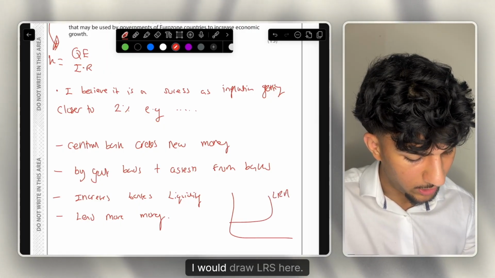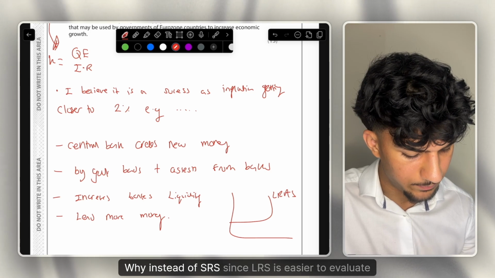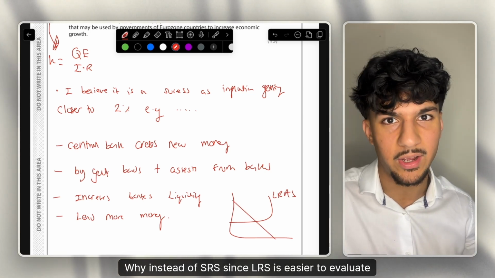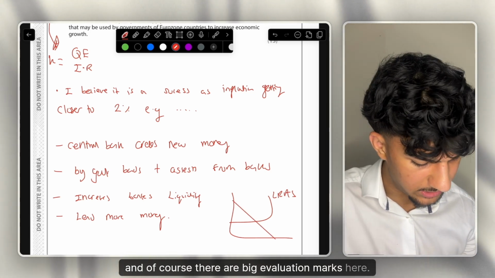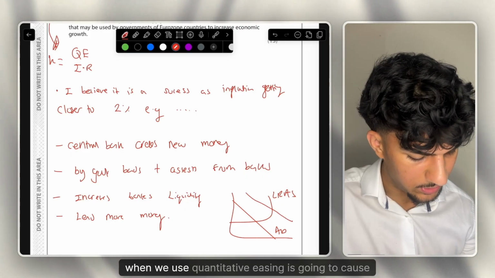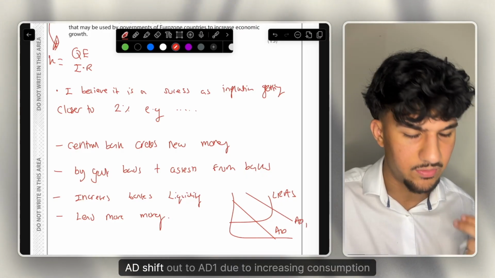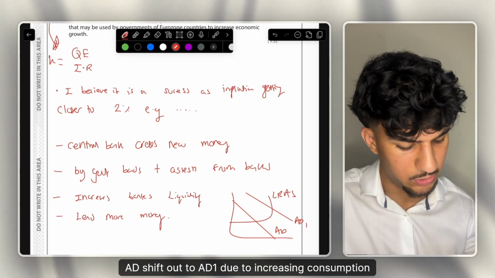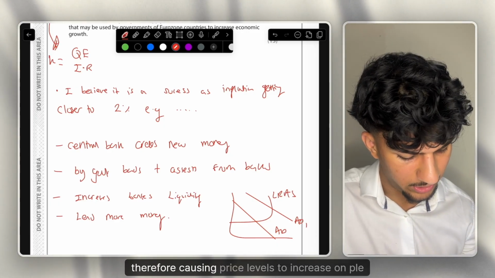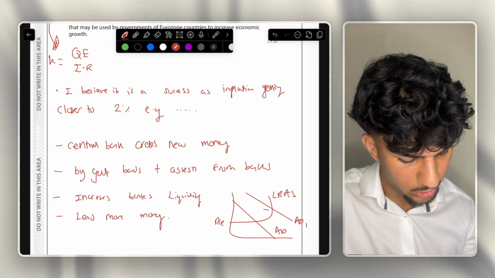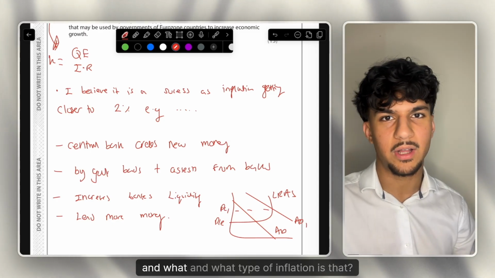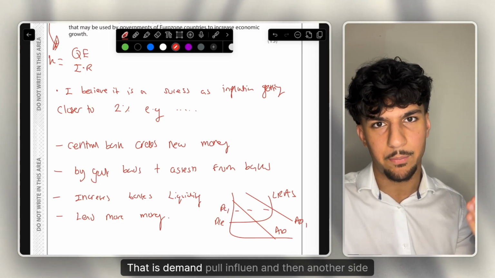LRS, whatever you want. I would draw LRS here. Why LRS instead of SRS? Since LRS is easier to evaluate, and of course there are big evaluation marks here. So when we use quantitative easing, it is going to cause AD to shift out to AD1 due to the increase in consumption and investment, therefore causing price levels to increase from PLE to PL1. And what type of inflation is that? That is demand-pull inflation.